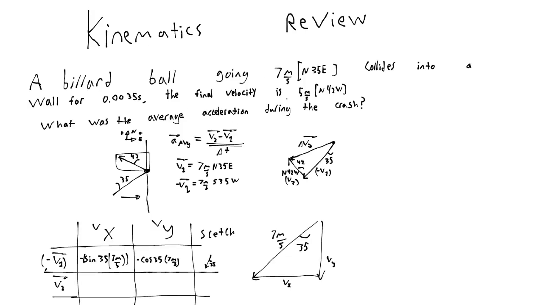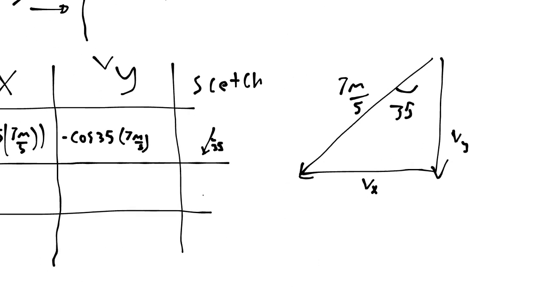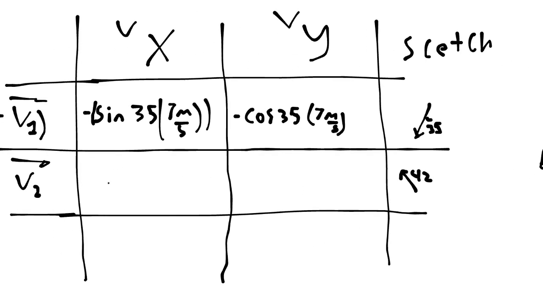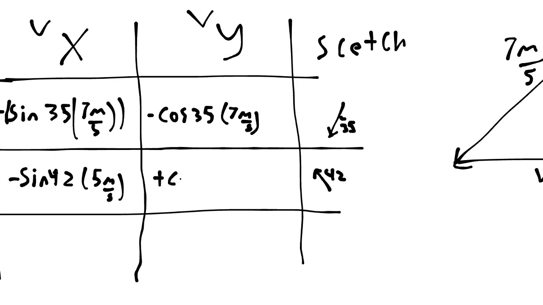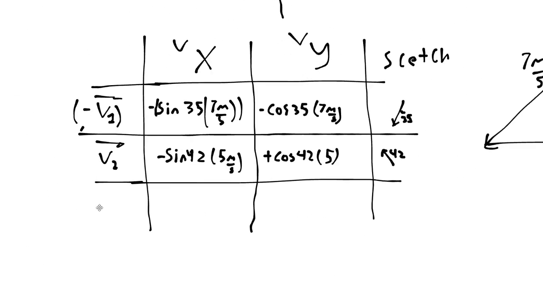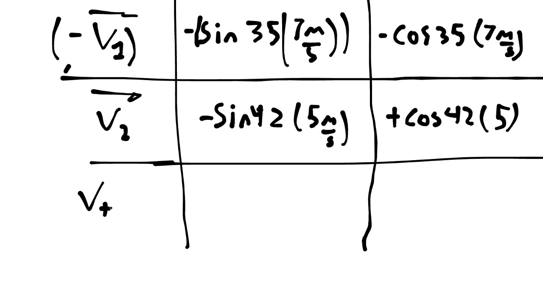Now the next one, v2, 5 meters a second north, 42 degrees west, so something like this. There's a 42 degree angle right there. So again, opposite is going to be x here, so sine 42, 5 meters a second. And this is also negative. And then cos, this one's actually positive now. I believe, right? Yeah, positive. 42, and then 5. Okay. And now, this is v tot.